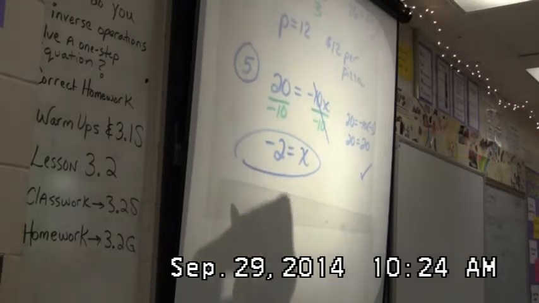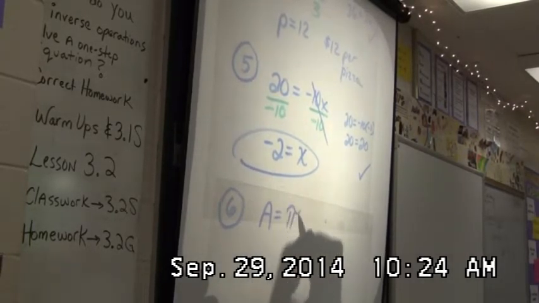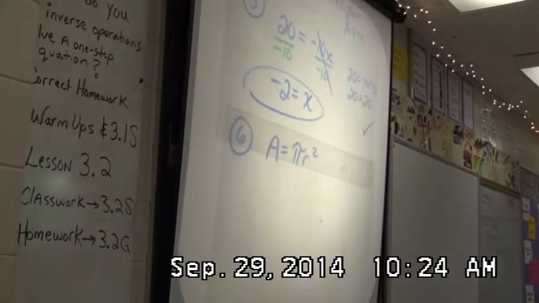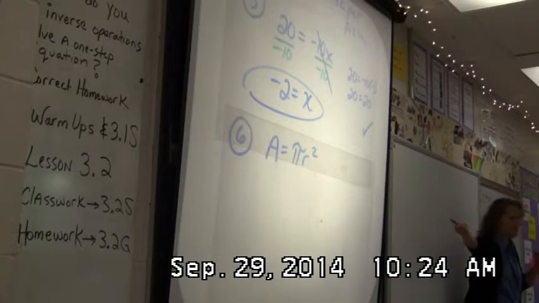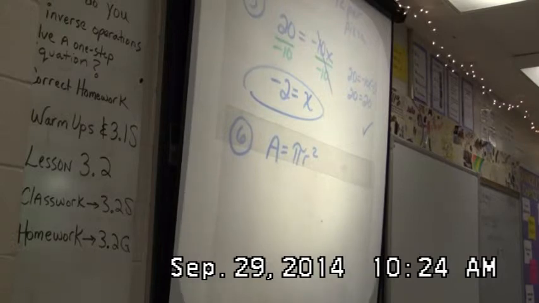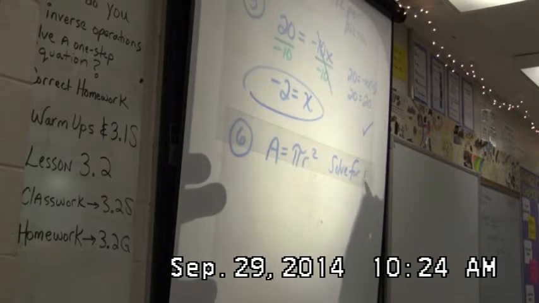Okay, we're going to do more formulas. A equals pi r squared. Do you recognize that one? What's that? The area of the circle. Area of a circle. Beautiful. Area equals pi times the radius squared. Oh, we have to solve for something particular. So let's solve for pi.